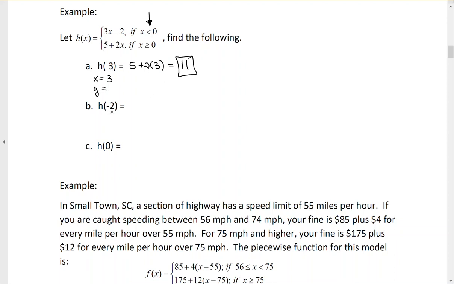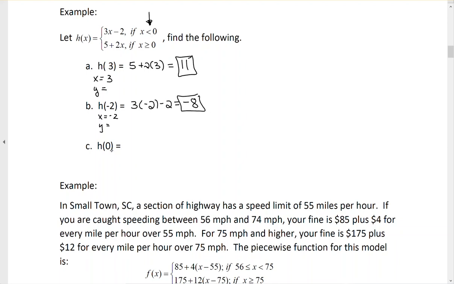Do the same thing with h of -2. When x is -2, we're looking for the output. So again, pay attention to the if statements. If it's less than 0, I get to put it into the top piece. If it's greater than 0, I get to put it into the bottom piece. So my x is -2. -2 is less than 0. It fits into the top piece, so that's the one I substitute my x value into. And I come up with -8.